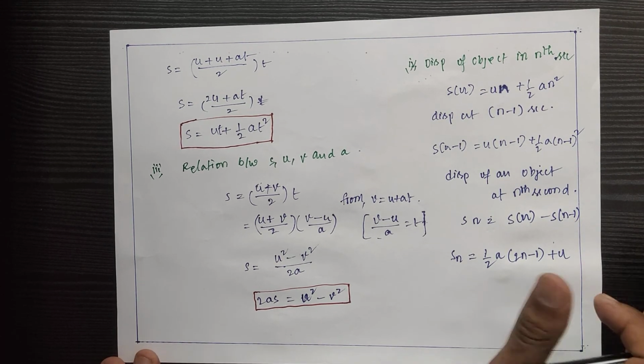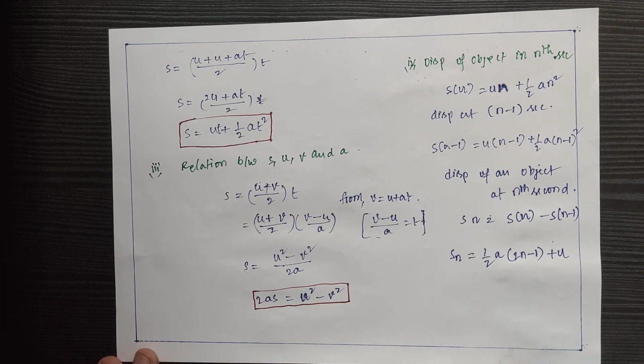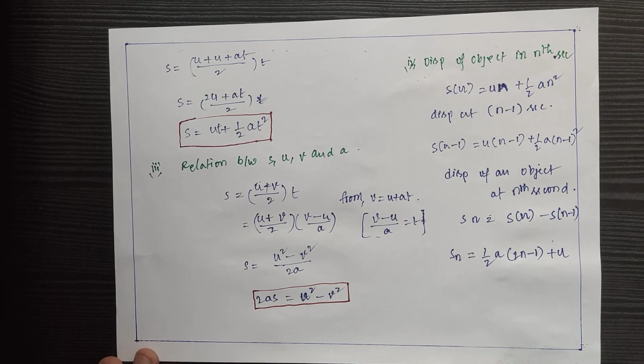So finally these are the formulae we calculated for the equations of motion for a body moving with uniform acceleration along a straight line.